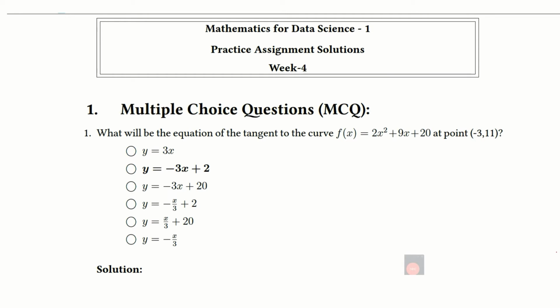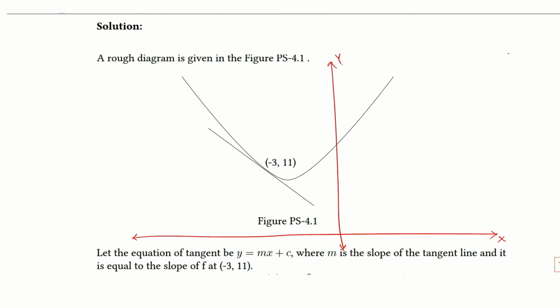What will be the equation of the tangent to the curve f of x equals 2x square plus 9x plus 20 at a given point minus 3 comma 11? Let us try to plot function f of x and minus 3 comma 11 roughly. Suppose figure 4.1 is a rough diagram.